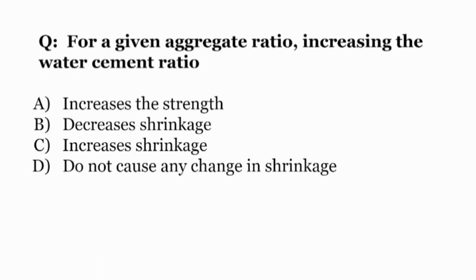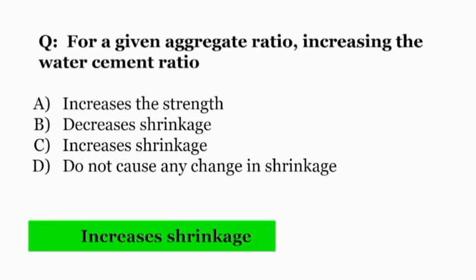For a given aggregate ratio, increasing the water cement ratio: A increases the strength, B decreases shrinkage, C increases shrinkage or D does not cause any change in shrinkage. The correct answer is option C, increases shrinkage. Increasing the water cement ratio increases the shrinkage of concrete.